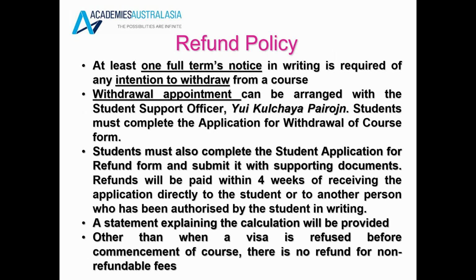At least one full term's notice in writing is required of any intention to withdraw from a course. A withdrawal appointment can be made with the Student Support Officer. Students must complete the application for withdrawal of course form. Students must also complete the student application for refund form and submit it with supporting documents. Refunds will be paid within 4 weeks of receiving the application directly to the student or to another person who has been authorised by the student in writing. A statement explaining the calculation will be provided.